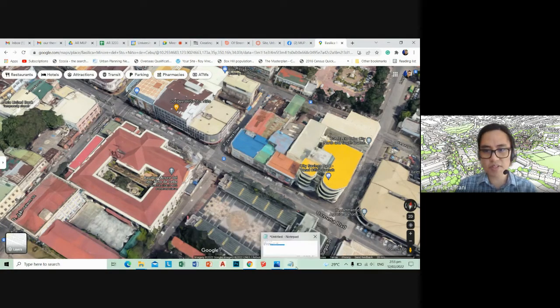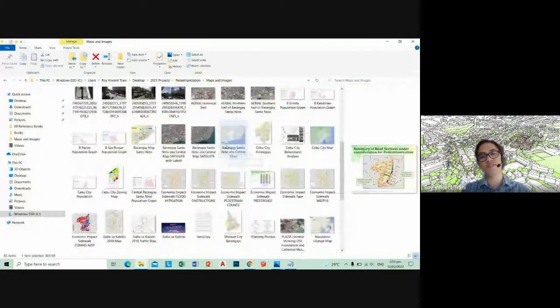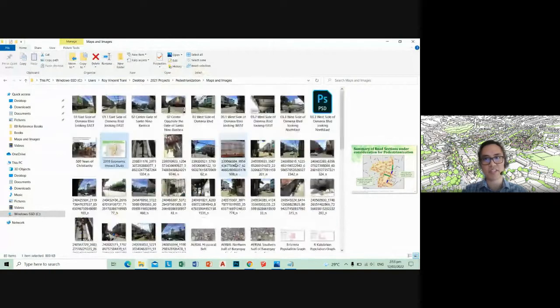So just quickly summarizing it, our only thing to do was really how do we make it more comfortable for pedestrians?